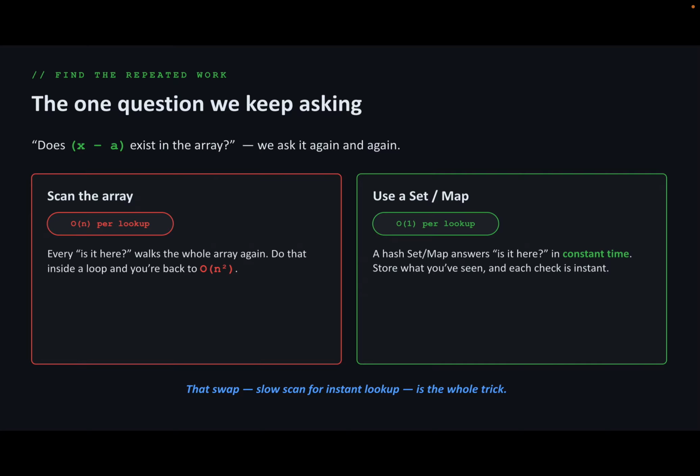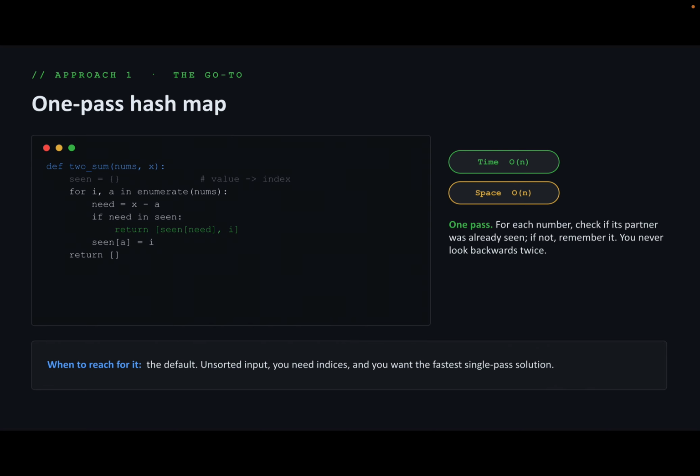So approach 1 is the one pass hash map. Here's the clean version. You go through, and for each number you ask, is my complement already in the map? If yes, great, return both indices. If not, you just drop it in and keep going. That is O(n) time and O(n) space. This is the one that you can remember.